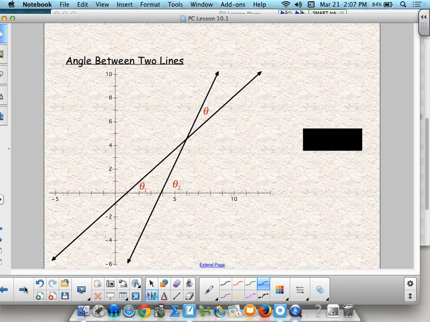Okay, so what you just learned was the angle of inclination. Now we're going into this next slide. And really what this next slide says is we're going to take any 2 lines. We're going to let them intersect right about there, and we're going to find the angle between the two lines.